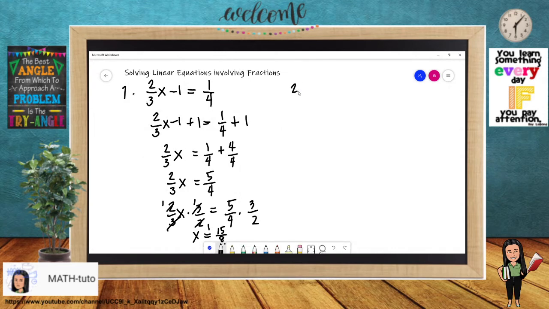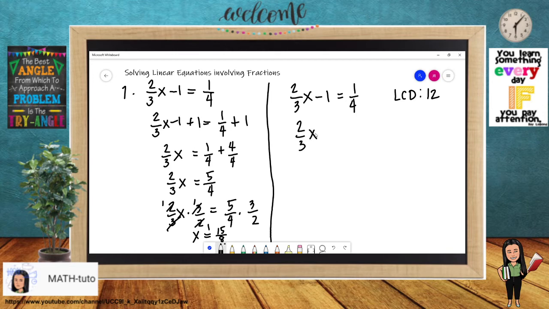Let's use the same example. We have 2/3 x minus 1 equal to 1/4. As I mentioned, we will multiply all the terms in our equation by the LCD of the fractions in the equation. That is to eliminate all the fractions. LCD of 2/3 and 1/4 is 12. So, we need to multiply the equation by 12.